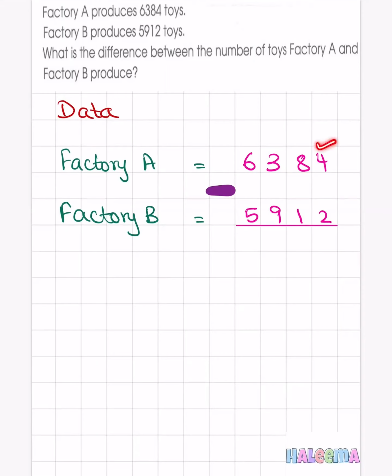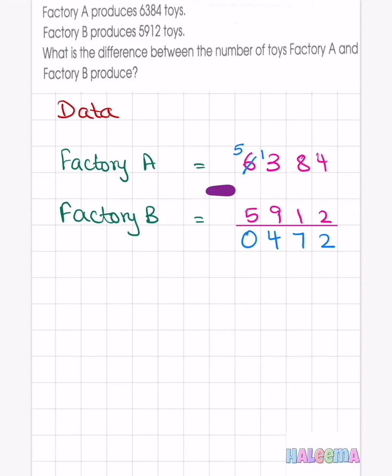4 minus 2 is 2. 8 minus 1 is 7. Now we can't subtract 3 from 9, right? Why? Because 3 is a smaller number. So we'll have to borrow from 6. 6 becomes 5 and 3 becomes 13. Now 13 minus 9 is possible. Why? Because 13 is a greater number. So 13 minus 9 is 4 and 5 minus 5 is 0. Right? So our final answer is 472.